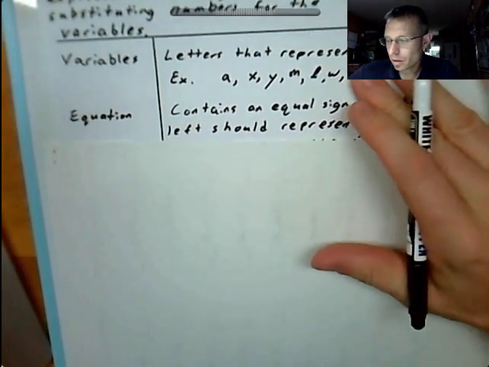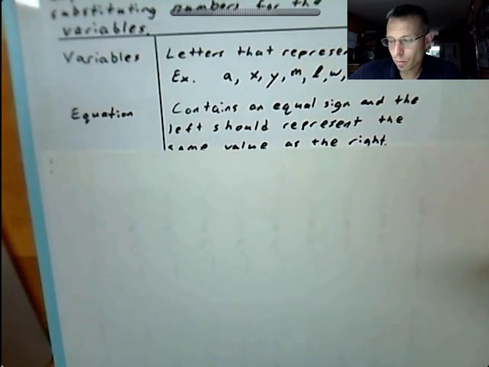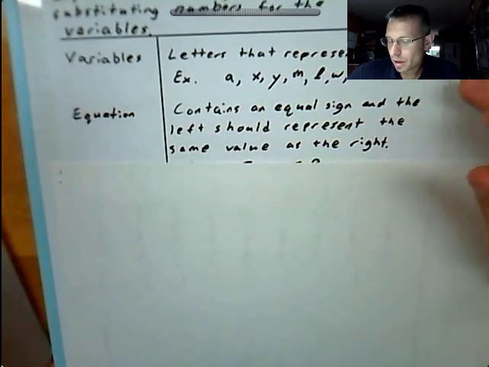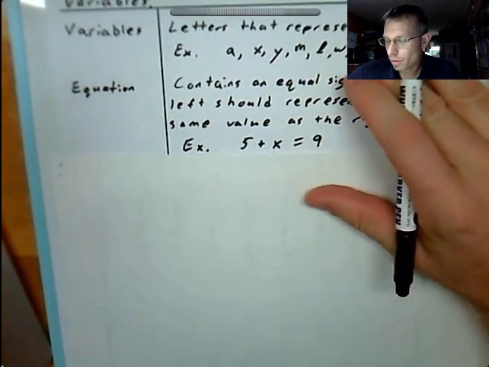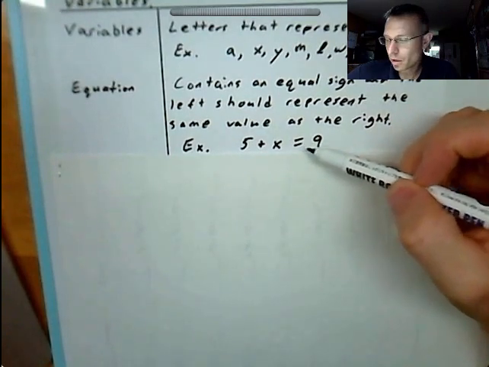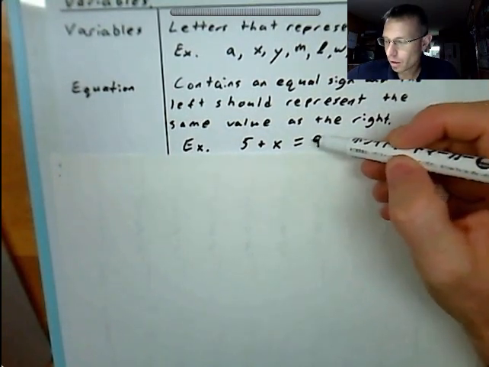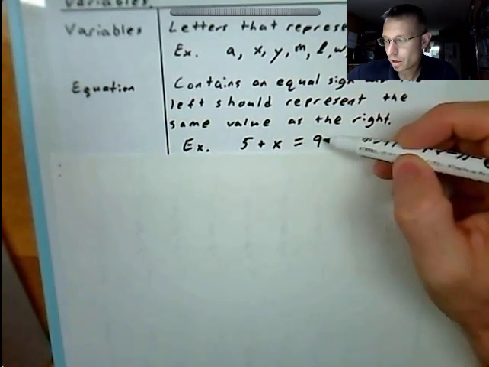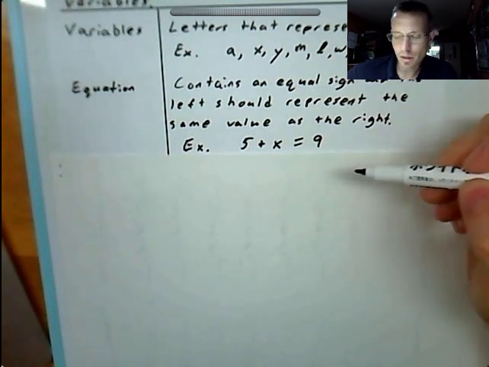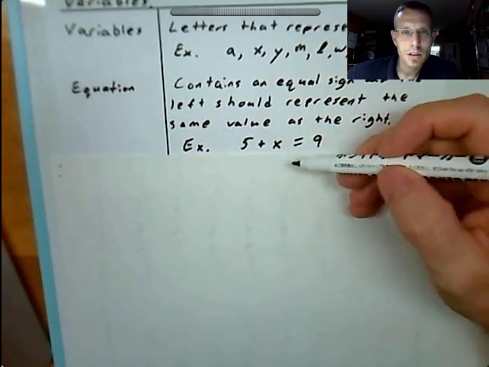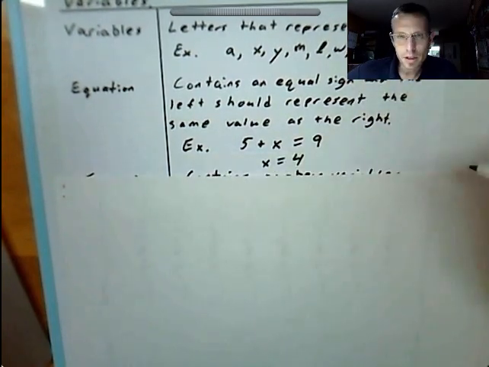An equation contains an equals sign, hence the name equation, and the left should represent the same value as the right. So for example, I have 5 plus x equals 9. This would be an equation because it has an equal sign in there. And then somehow the left side of the equal sign, the 5 plus x, we have to make it equal the right side, which in this case is 9. And so most of you guys can figure out that in this case the variable x would be equal to 4, and that's how we would solve that.